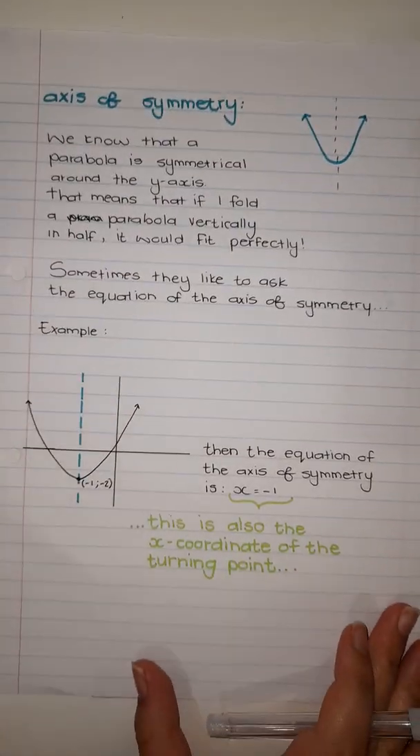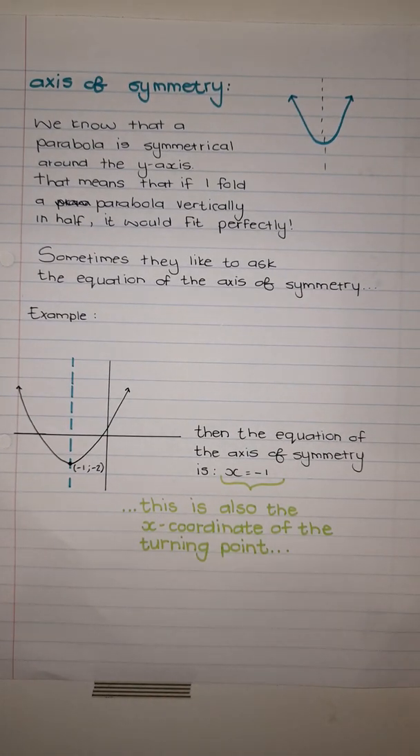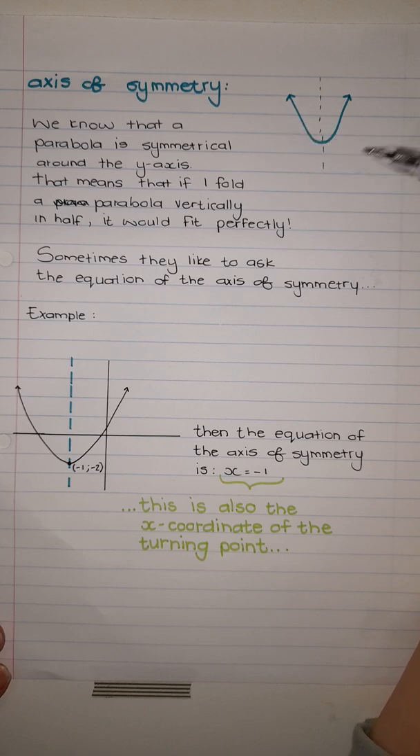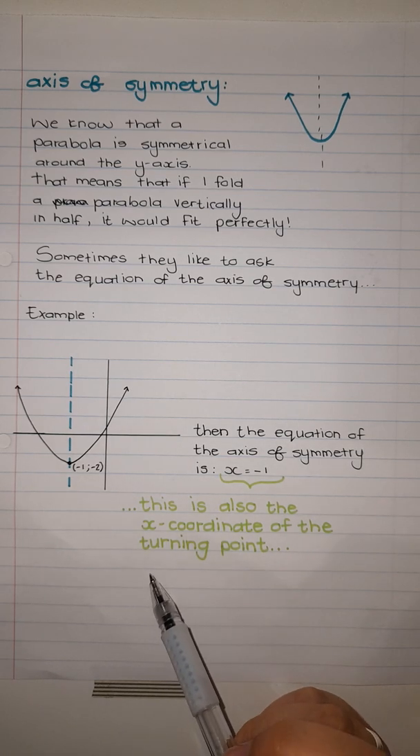Okay. Then our axis of symmetry. Briefly talked about it. Now, we know that a parabola is symmetrical around the y-axis. Okay. That means that if I fold a parabola vertically in half, it would fit perfectly. Sometimes I like to ask the equation of the axis of symmetry. We will look at that now.